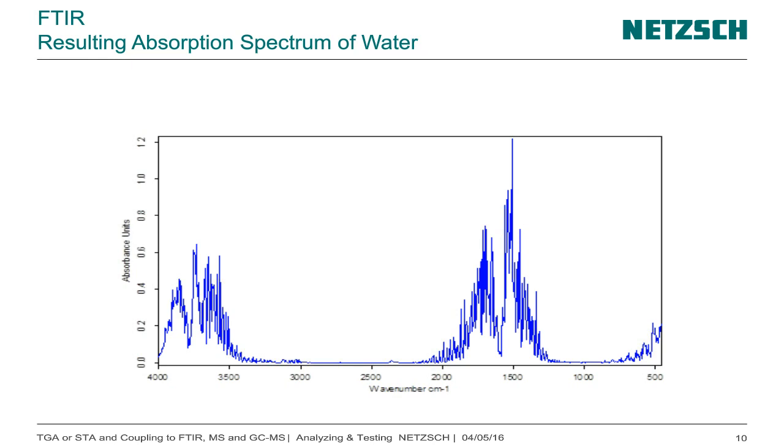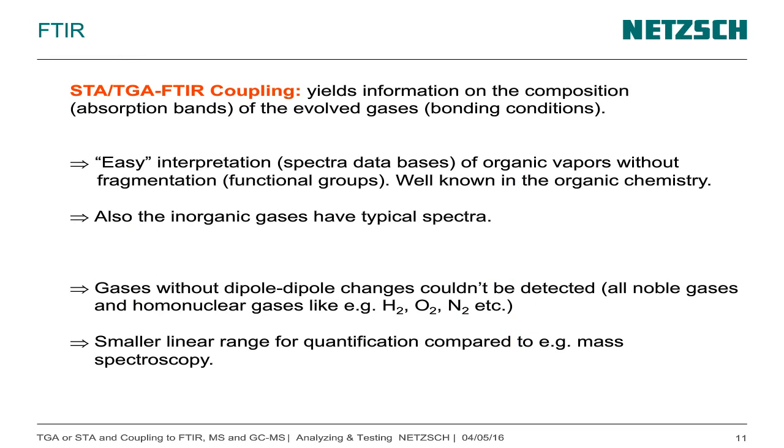FTIR in principle gives you information on the absorption, and you know from organic chemistry that every functional group has different absorption regions where it absorbs. It's well known. When I started to study chemistry, in organic chemistry we used an FTIR. But also for inorganic gases, you have typical spectra: the water spectrum, carbon dioxide, carbon monoxide, HCl, and things like this are typical spectra that you can identify.